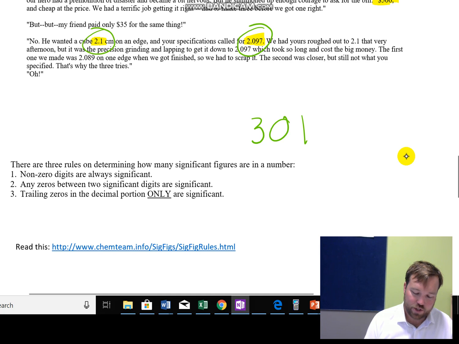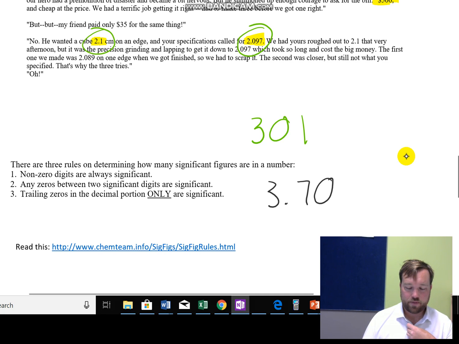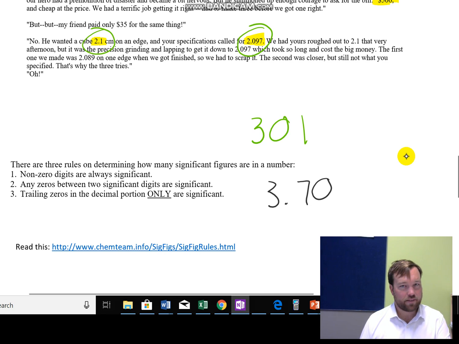Trailing zeros in the decimal portion only are significant. Now, here's where it gets interesting. Say I say 3.7, that has 2 significant figures. 3.70 is implying another level of accuracy. You see, before, it could have been 3.73, 3.68, etc., and we've rounded to 3.7. But saying 3.70 is implying another level of accuracy.